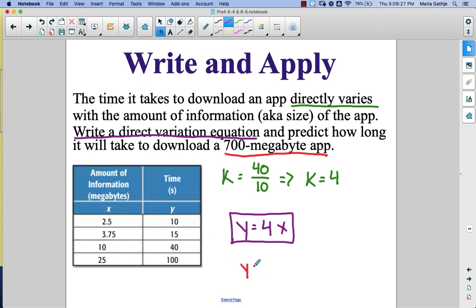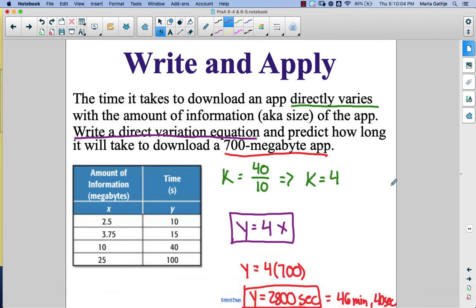So for the second part of the problem, you're going to say 4 times 700, and that's going to give you y is equal to 2,800, and the label on that is seconds. If you wanted to convert it into something a little bit more practical, you could divide it by 60, and that's going to give you 46 minutes and 40 seconds. So if you wanted to convert it, you can, or you can just leave your answer as 2,800 seconds.